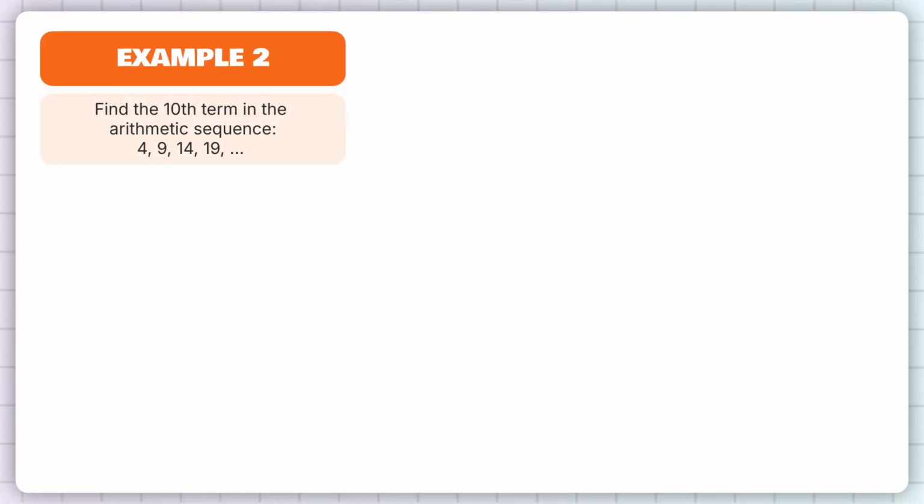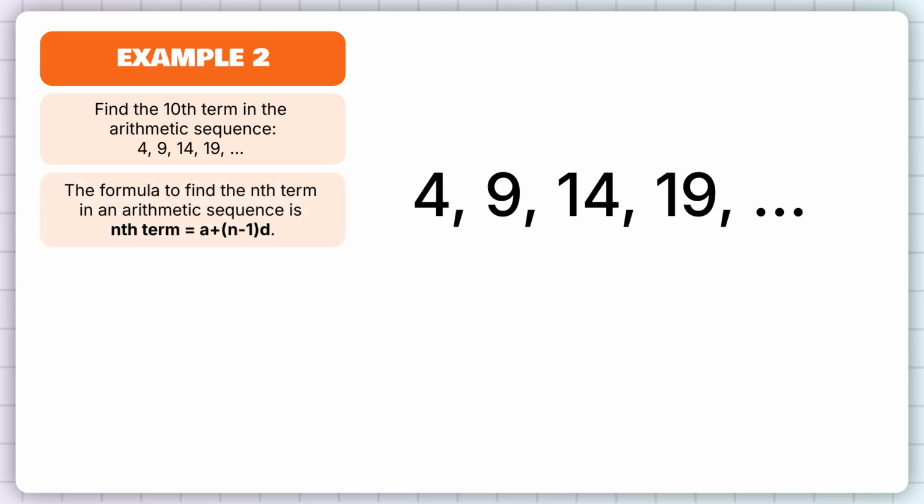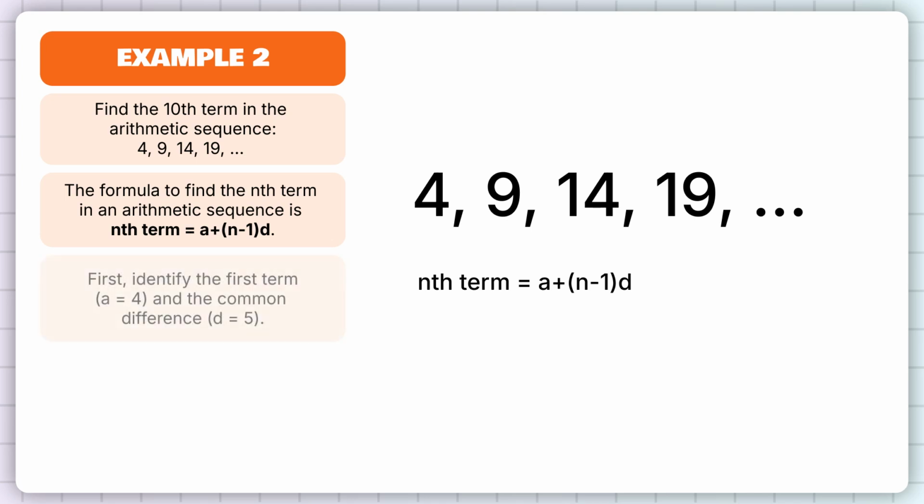Now let's find the 10th term in the arithmetic sequence, 4, 9, 14, 19. The formula to find the nth term in an arithmetic sequence is nth term equals a plus n minus 1 times d. In this formula, a is the first term in the sequence and d represents the common difference. So for our sequence, to find the nth term, we first need to identify the first term, which is 4, and the common difference, which is 5.